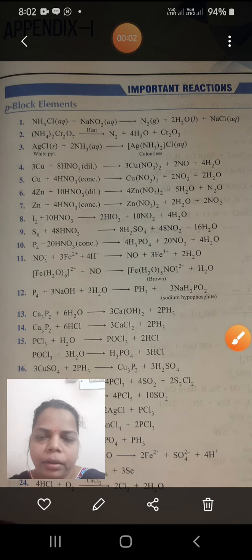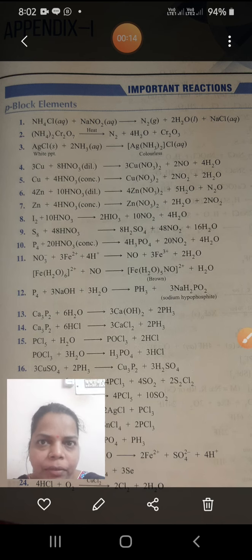Hello student. Today we are going to see some of the important reactions of p block elements. We have already discussed two other important aspects of this chapter. One was structure. We have seen all the structures of this chapter. We learned how to draw the structure of oxoacids of phosphorus, oxoacids of sulfur.